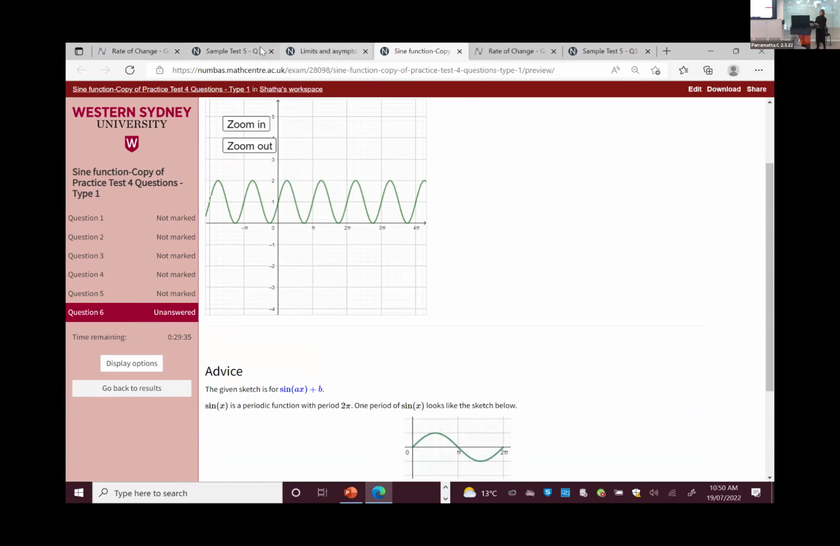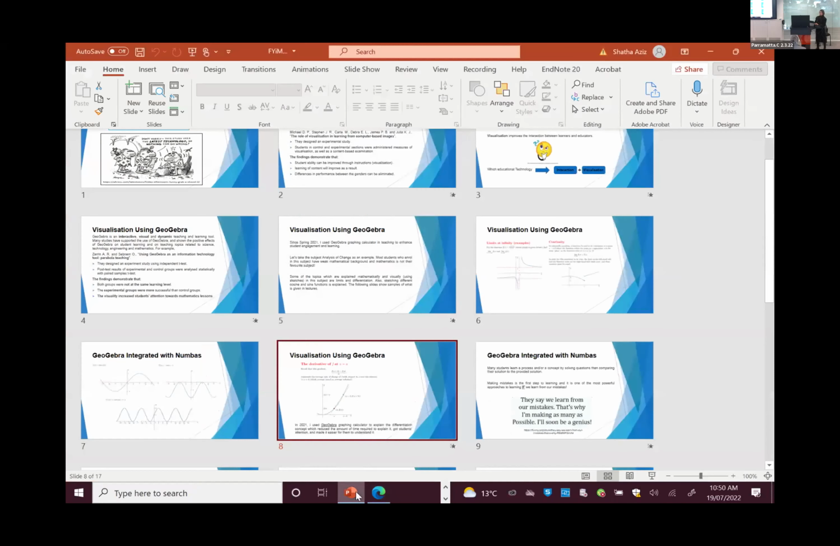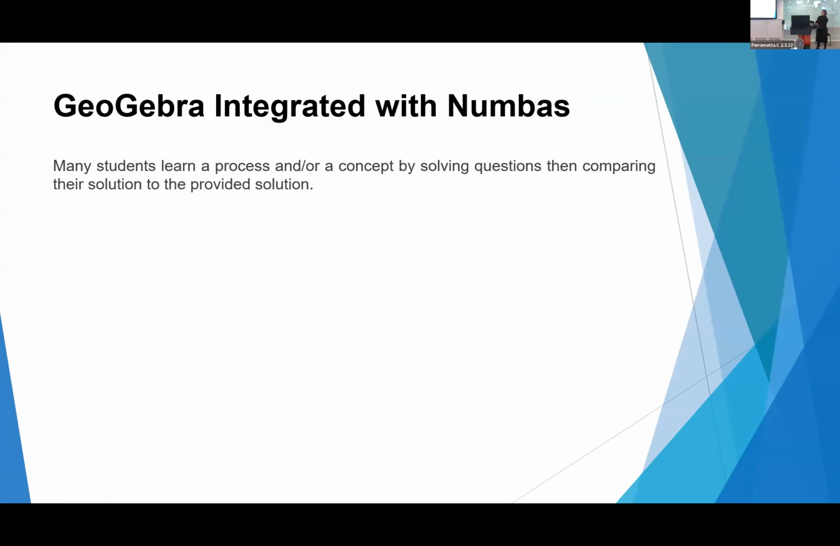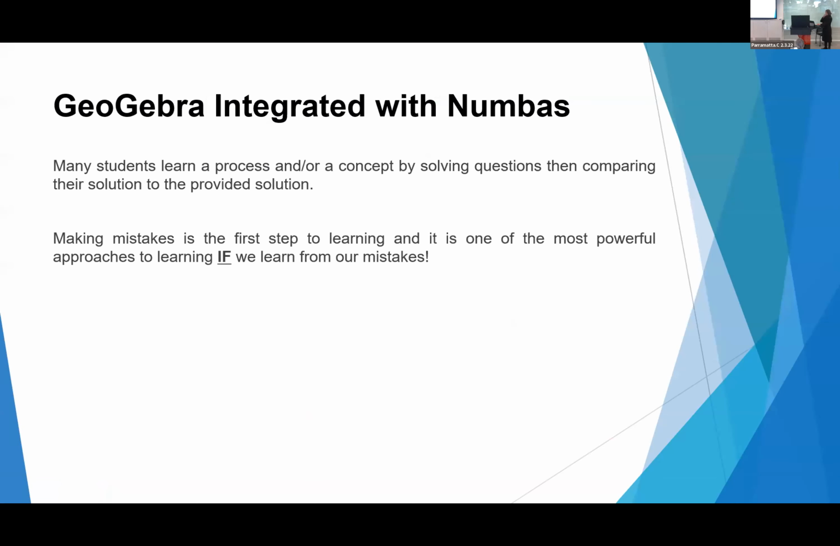So now quickly just looking at the slides, I'll show you another way of overcoming the cheating. That's just a bonus thing.